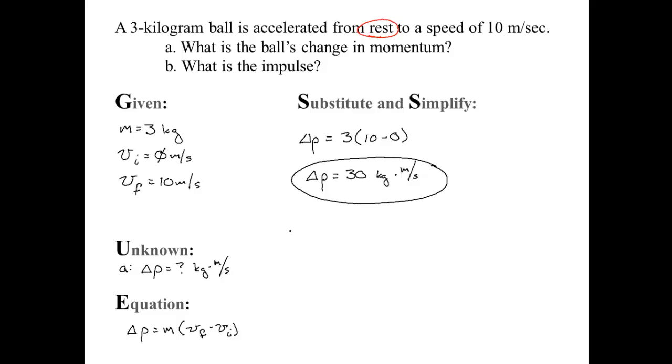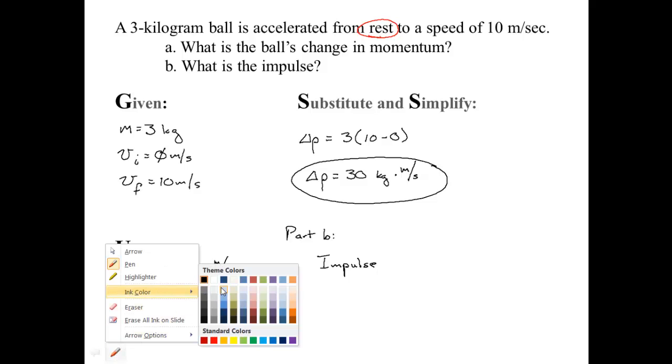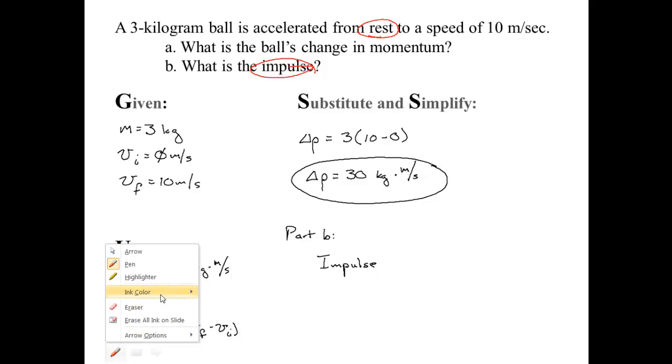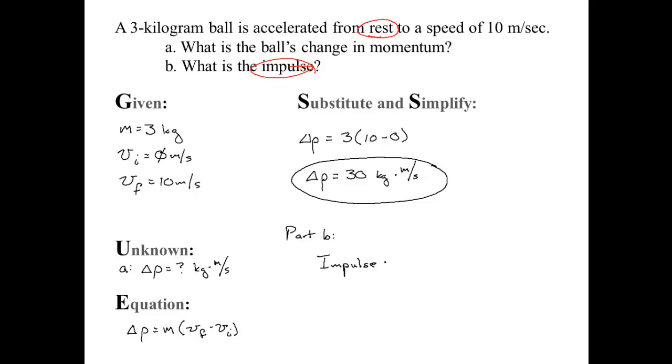Well, that's part A. For part B, if I recognize that impulse, which is the thing that I'm looking for right here, that word impulse, I can basically pick a part of the formula. Equals force times time. Does that help me? No. Equals mass times velocity final minus velocity initial. Not yet, but I can make it equal to change in momentum.